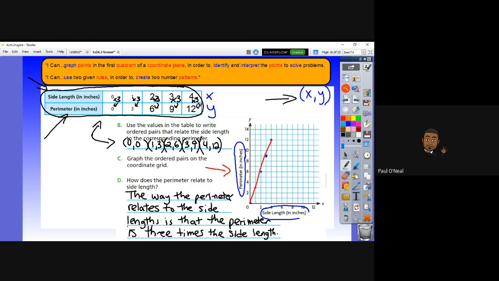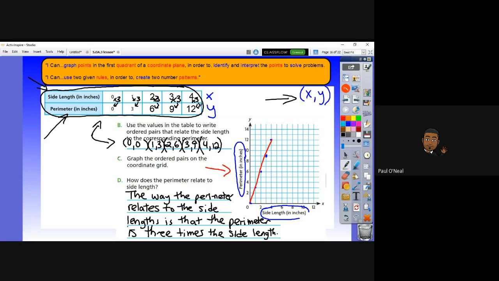So that's how I know, based also on the rule that they told us, the way the perimeter relates to the side lengths, what do they have in common? Is that the perimeter is 3 times the side lengths. Okay? All right, and we of course can keep going.